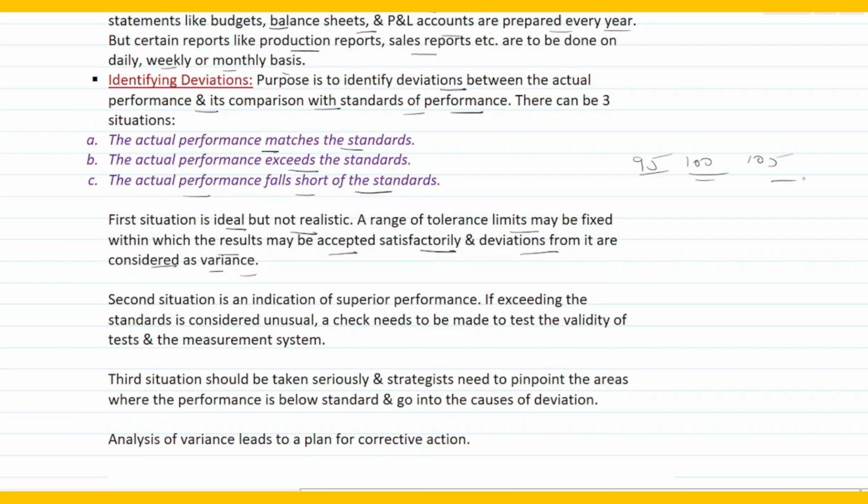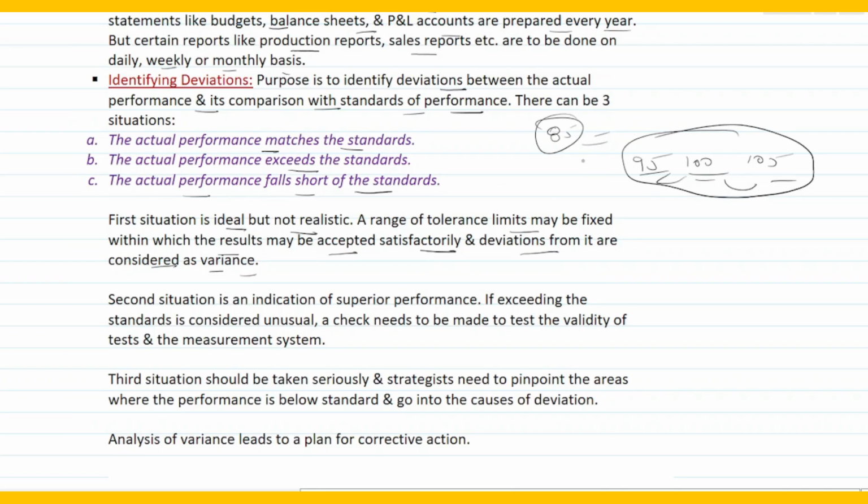If my targets are within this range, that is fine. So 100 can become 95, 100, if it becomes 105, it's great. But if it falls below this threshold, say for example you have attained only 85, in that case it should be considered as a variance. So that's what it talks about.